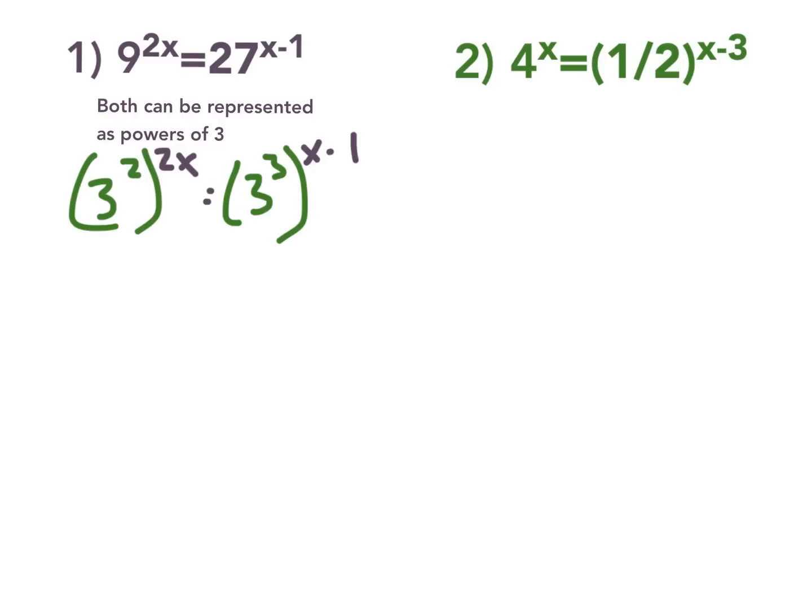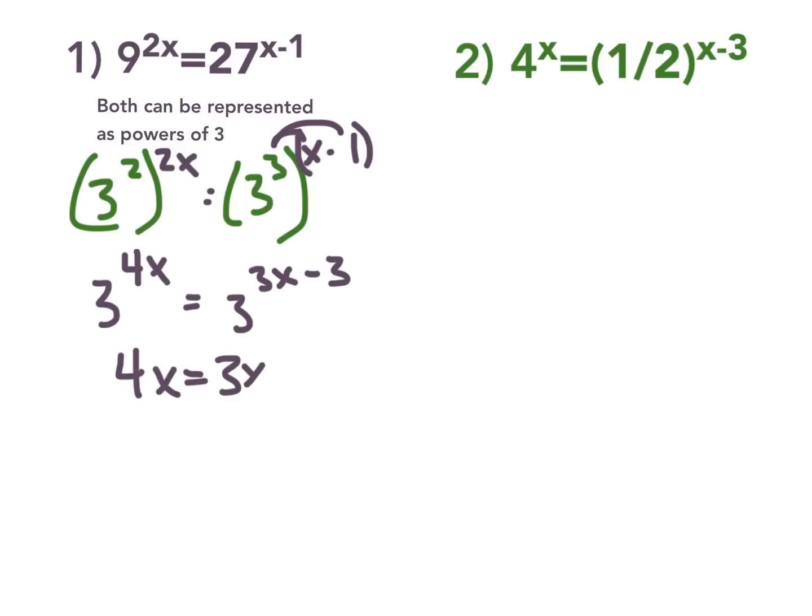Now, power to a power, we multiply the exponents. 3 to the 4x equals... Now here's where you need to be careful and remember that you have to distribute. Okay, so this is 3 to the 3x minus 3. So now we have 4x is equal to 3x minus 3 since the bases are the same, and x equals negative 3.